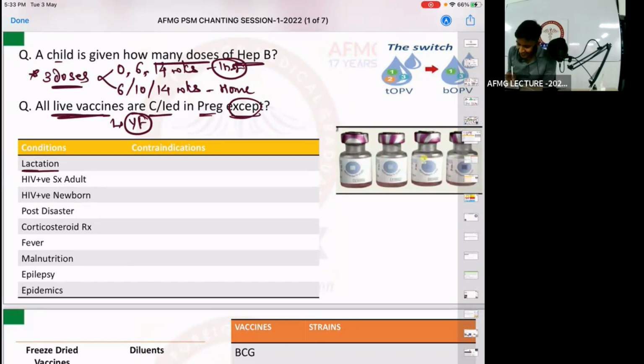Now, if I talk about lactation, please remember which vaccine is absolutely contraindicated. So yellow fever vaccine can be given in pregnancy, but it is absolutely contraindicated in lactation, because if it is given, it can go via breast milk to the child and infect the child. Therefore it is contraindicated in lactation.